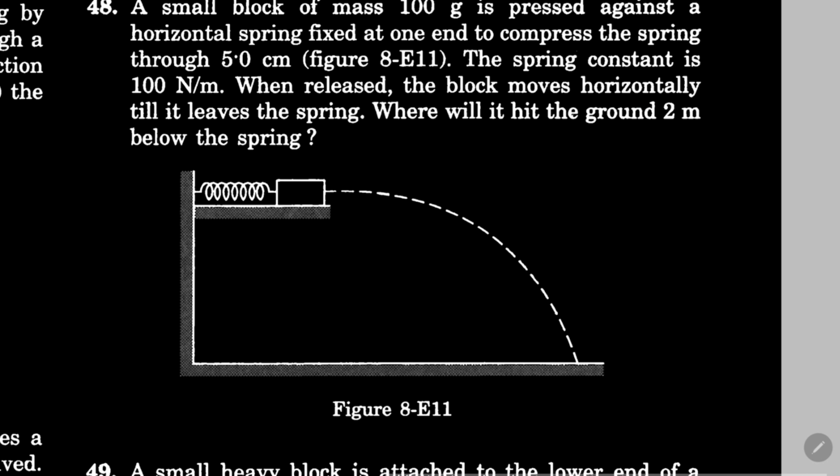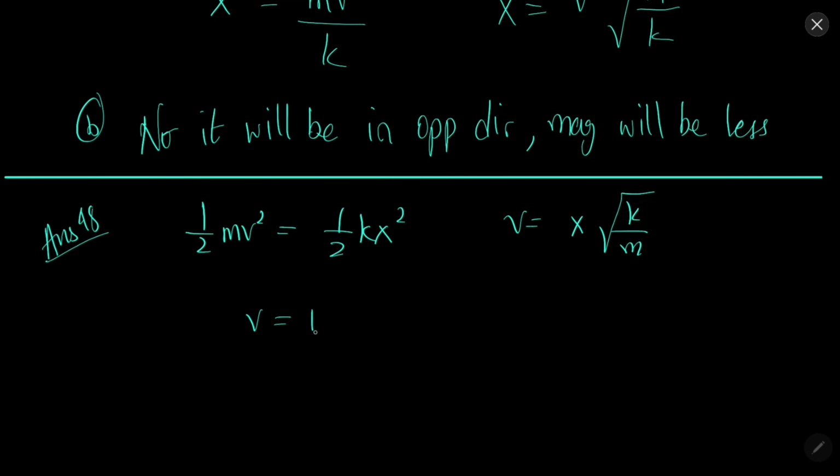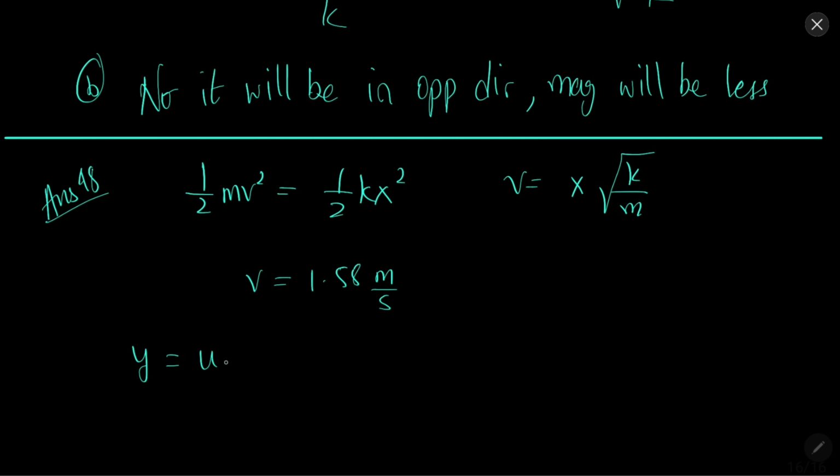In question 48, this figure is given. The spring constant is also given. When released, the block moves horizontally till it leaves the spring. Where will it hit the ground 2 meters below the spring? So this is the 48 solution. So half mv square equal to half kx square, v equal to x root k over m. So v will be 1.58 meters per second, and it is a projectile, so this equation will be used as we have used earlier as well.